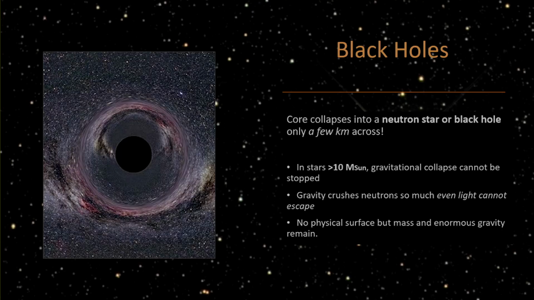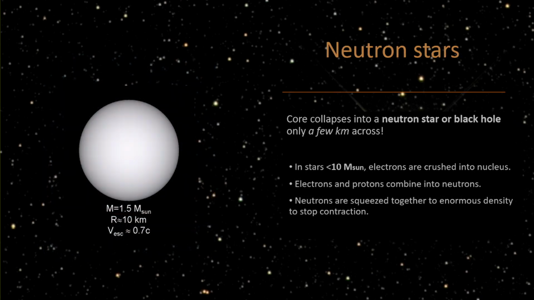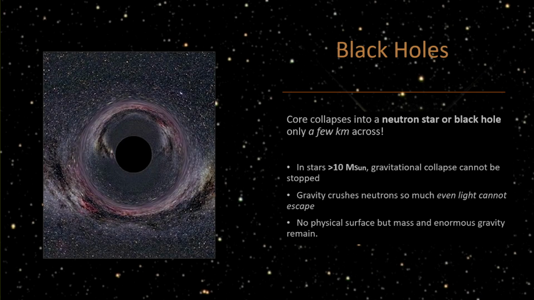Now, does that mean this thing just disappears? No, mass cannot disappear from the universe. So the mass remains, the gravity remains, but why is it called a black hole? Well, because the gravity is so strong that not even light can escape this thing. A neutron star, if you look closely here, the escape velocity is about 70% of the speed of light. But when you reach a certain number, about 3 solar masses, even light cannot escape. So this is how black holes form after a supernova explosion of a very high mass star.